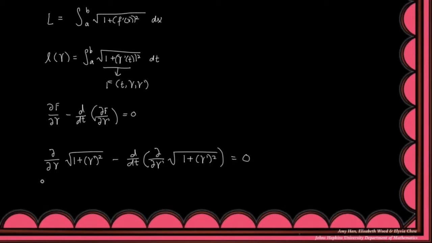Okay, so focus on the first part. If you notice here, we're taking the derivative with respect to gamma. However, in our integrand function, radical 1 plus gamma prime squared, there is no gamma. So that means the derivative is simply 0. Okay, so multiply both sides by -1 to get the following. Notice we're just left with the right side.